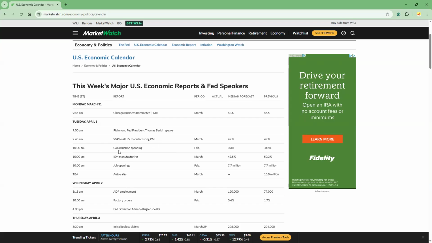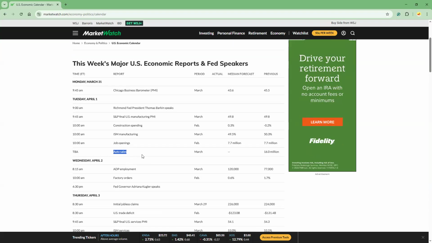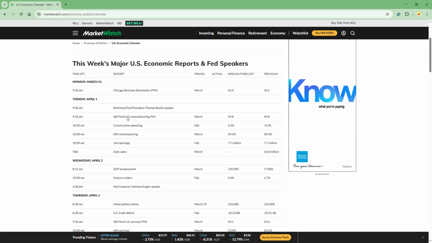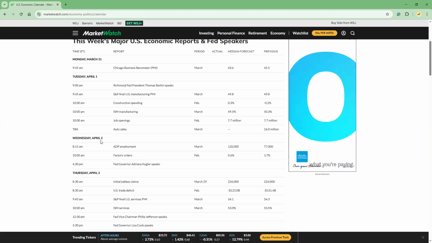So then Tuesday's the big day. We got construction spending. We have ISM manufacturing numbers coming out at 10 a.m. And then we have the job openings, which is going to be very important as well. And then we also have Tuesday auto sales coming in. So that's going to tell us, are people buying cars here ahead of the tariffs, or are they backing off here? And if they're backing off completely, that's a sign of worsening economic conditions here going forward. So we got that coming up on Tuesday.